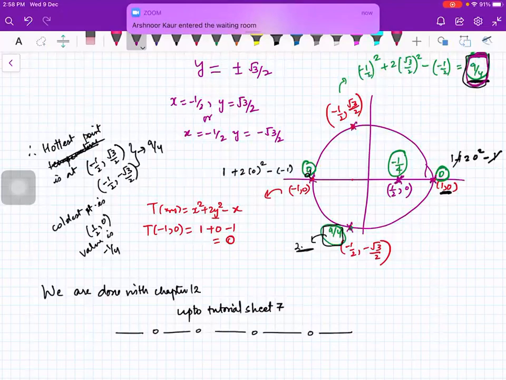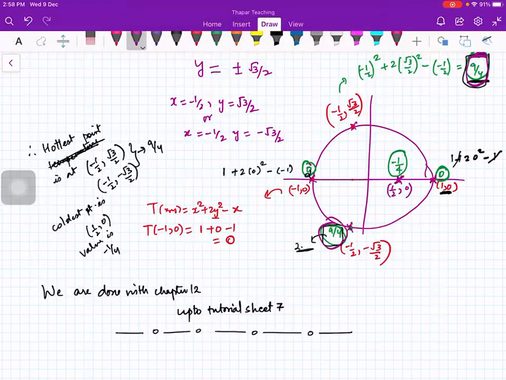Now out of these points, we will see which one has the maximum value. Here the value is 9 by 4. Here the value is 9 by 4. Here the value is 2. Here the value is 0. Here the value is minus 1 by 4. So which one is the maximum?